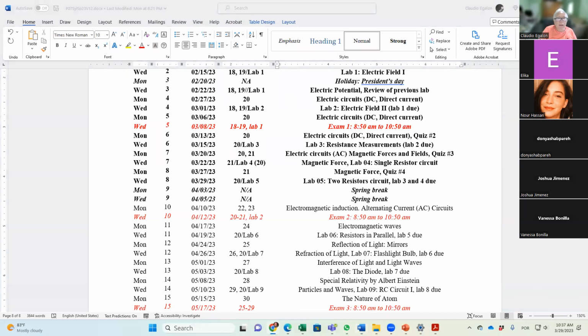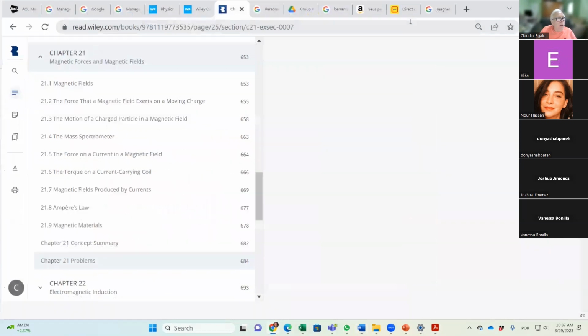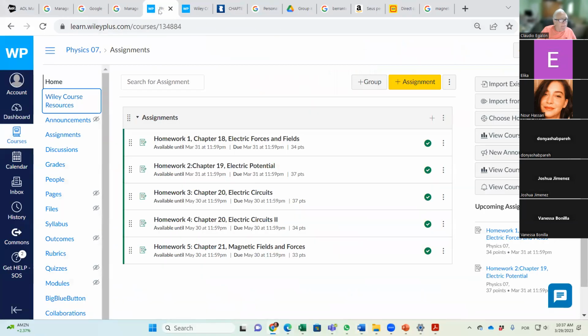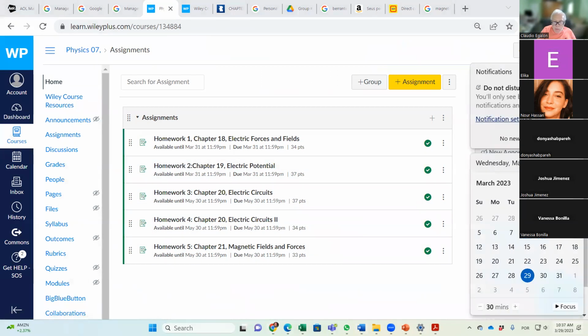Let's take a look at the homework, right? Okay, homework. I put 31st of March. We have 2 more days. But that's homework 1 and 2, right? Homework 1 and 2, you're supposed to have finished before the first exam. Everything else is due May 30th. See that?